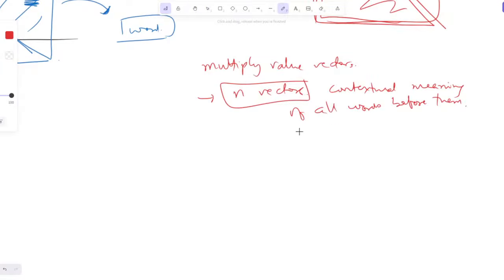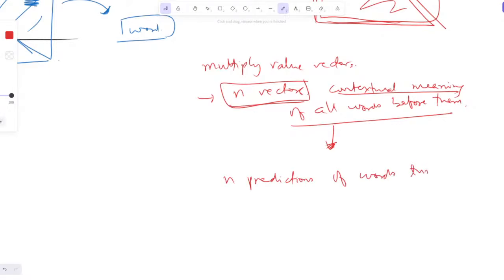So finally what comes as an output, with n vectors that have contextual meaning of words before them, is n predictions of words through n vectors that have contextual meaning before them.